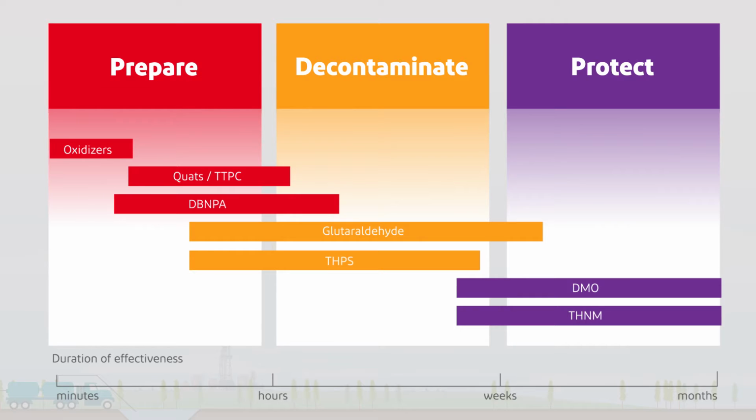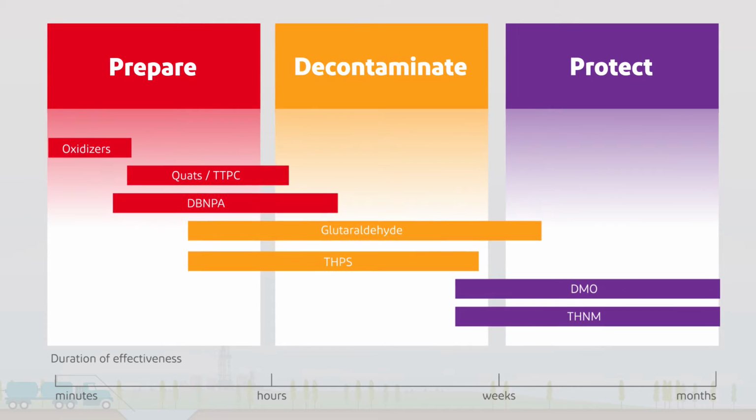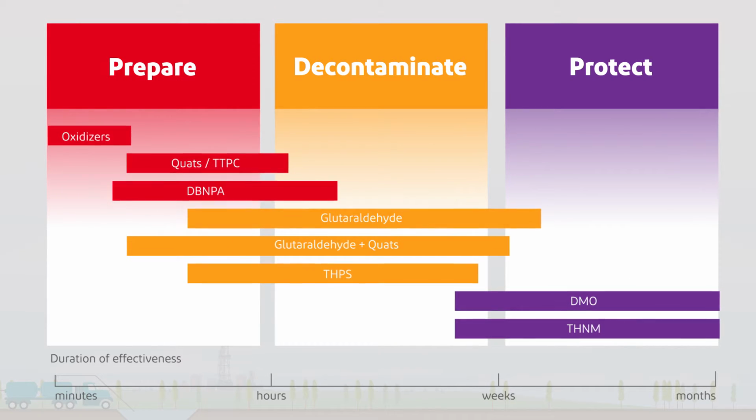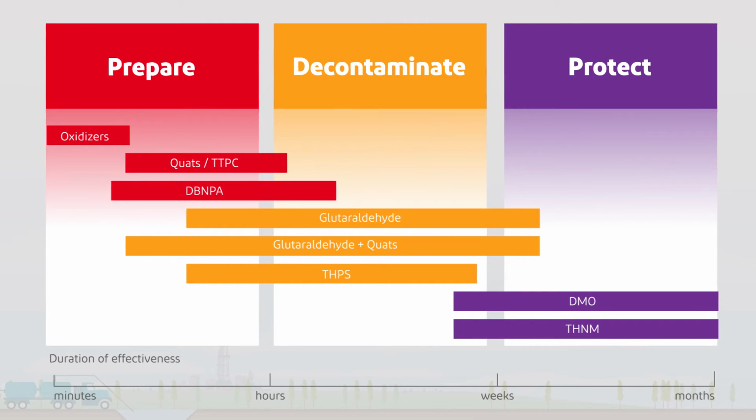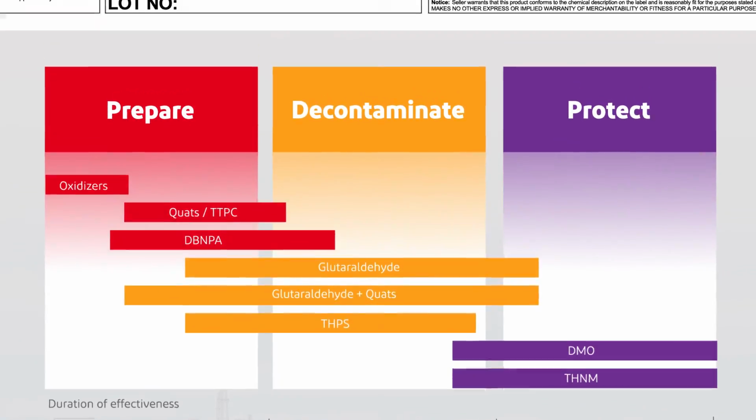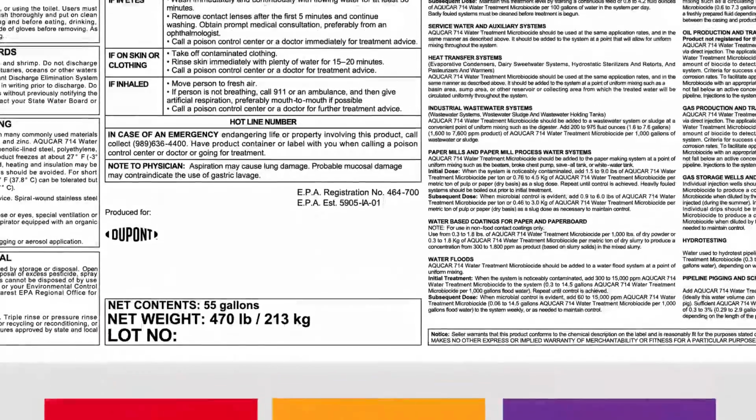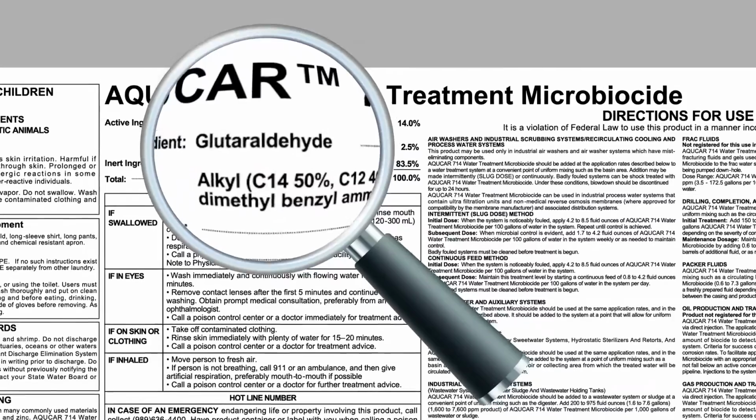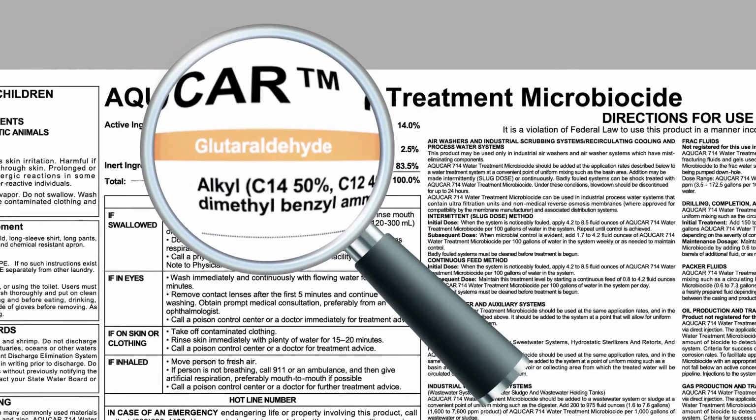As indicated earlier, sometimes the most effective treatment comes from a combination of biocides that takes advantage of the strengths of the two components. Glutaraldehyde is commonly used in combination with quats to leverage their quick-action topside before decontaminating the well. We hope this overview gives you a good idea of which biocide might be the most effective for your operation. If you're not sure of what biocide you are using, check the label of the product you use. The active ingredient will be listed there.